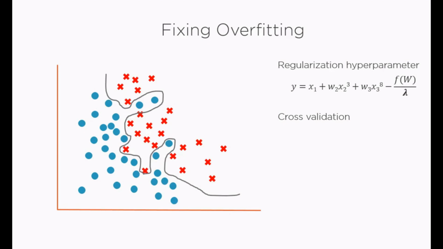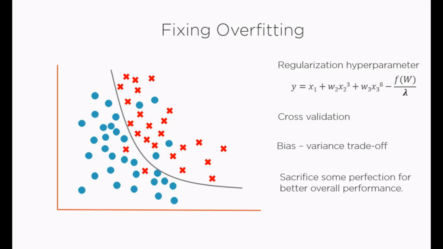With these options, we are trying to come up with a compromise between accuracy with training data and accuracy with testing and real-world data. This is often called the bias-variance trade-off, and is something we must consider in almost all supervised machine learning algorithms. The end result is that we need to sacrifice some perfection in training for better overall performance with test and real-world data.